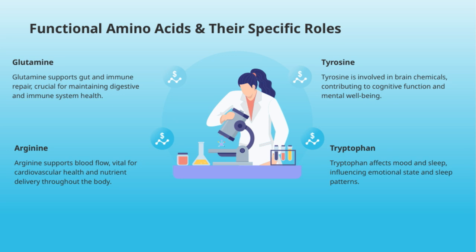Moving on to glutamine, this amino acid is crucial for supporting gut and immune repair. Maintaining a healthy digestive system and a strong immune response is vital for overall health, especially as our bodies face various stresses. Lastly, arginine. Arginine supports blood flow, which is vital for cardiovascular health. Proper blood flow ensures that nutrients are effectively delivered throughout the body, helping to keep our organs functioning optimally.